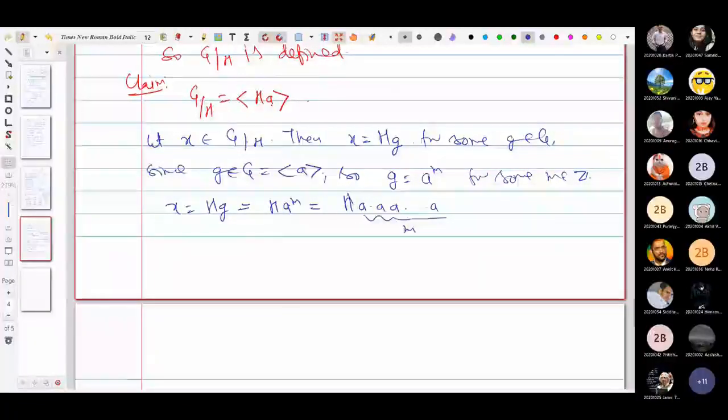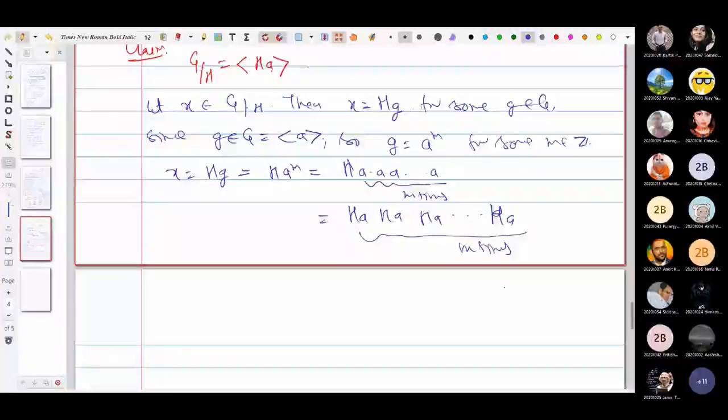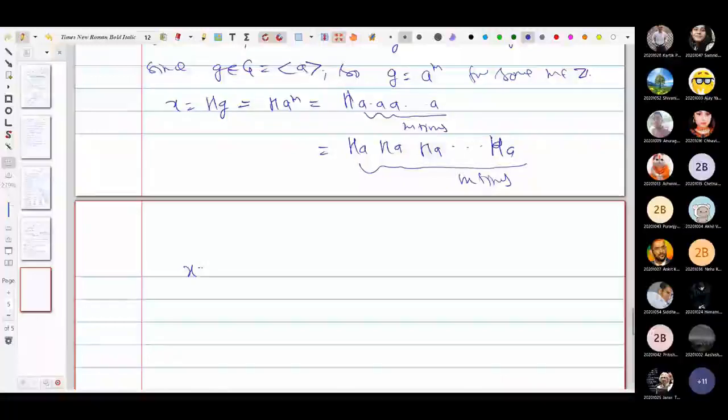M times. Okay. So how can we write it? We can write it as HA, because H is normal in G. So how many times can we write it? M times. And then X equals HA to the power M, because there are M copies.